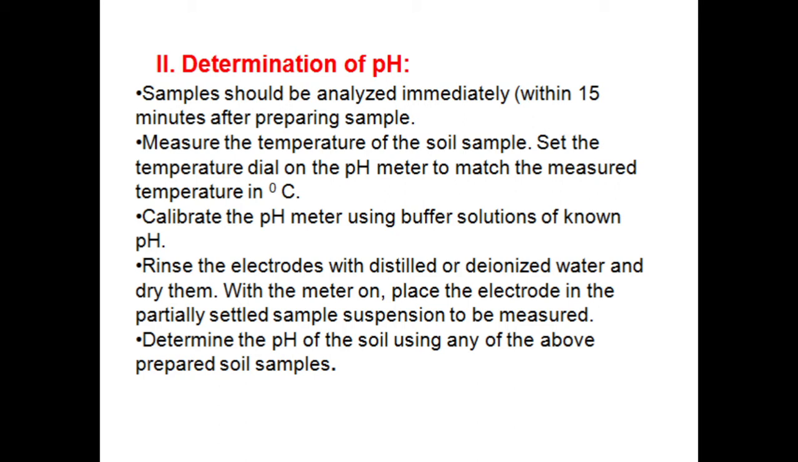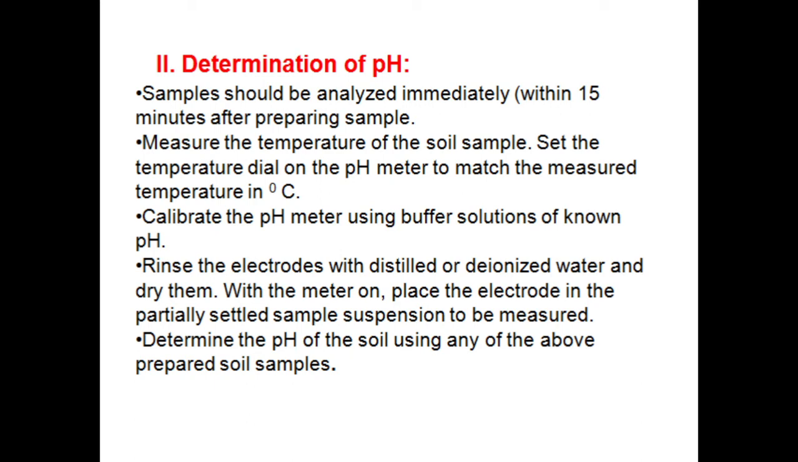We have to use that solution and dip the pH meter in it, and calibrate the pH meter so that the pH shown and the pH of the buffer solution are the same. So this is just calibration of the pH meter. After that, rinse the electrodes which were dipped in the buffer solutions with deionized water and dry them, and then keep the same electrodes in the soil sample solution or suspension. Then note down the pH. So that gives the pH of the soil.